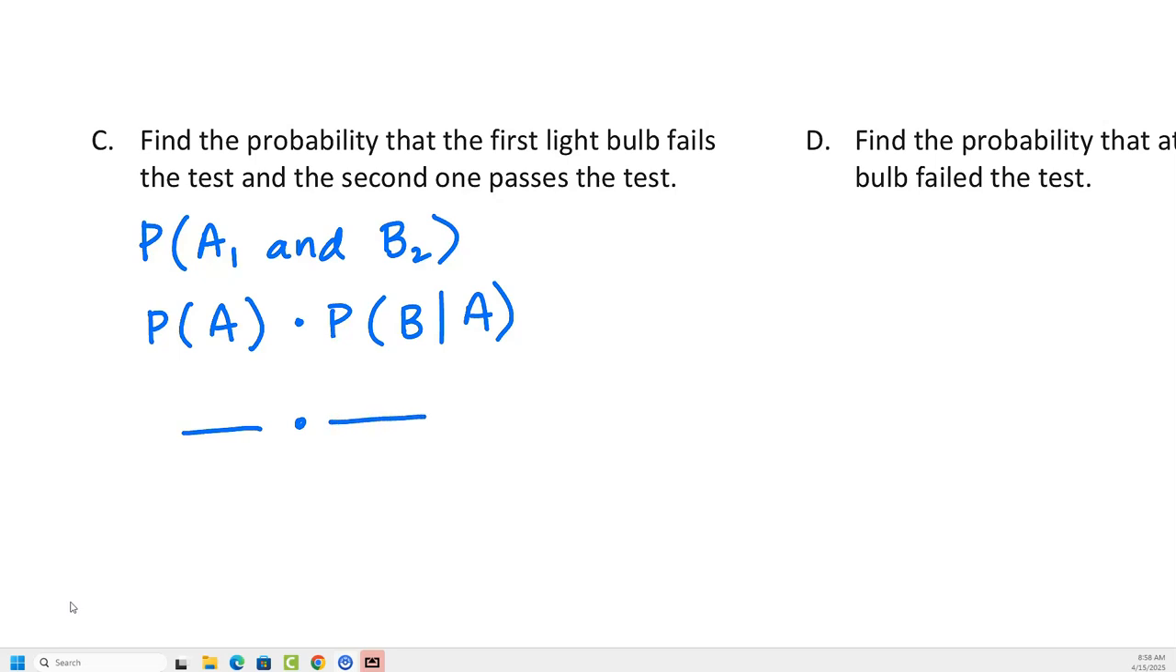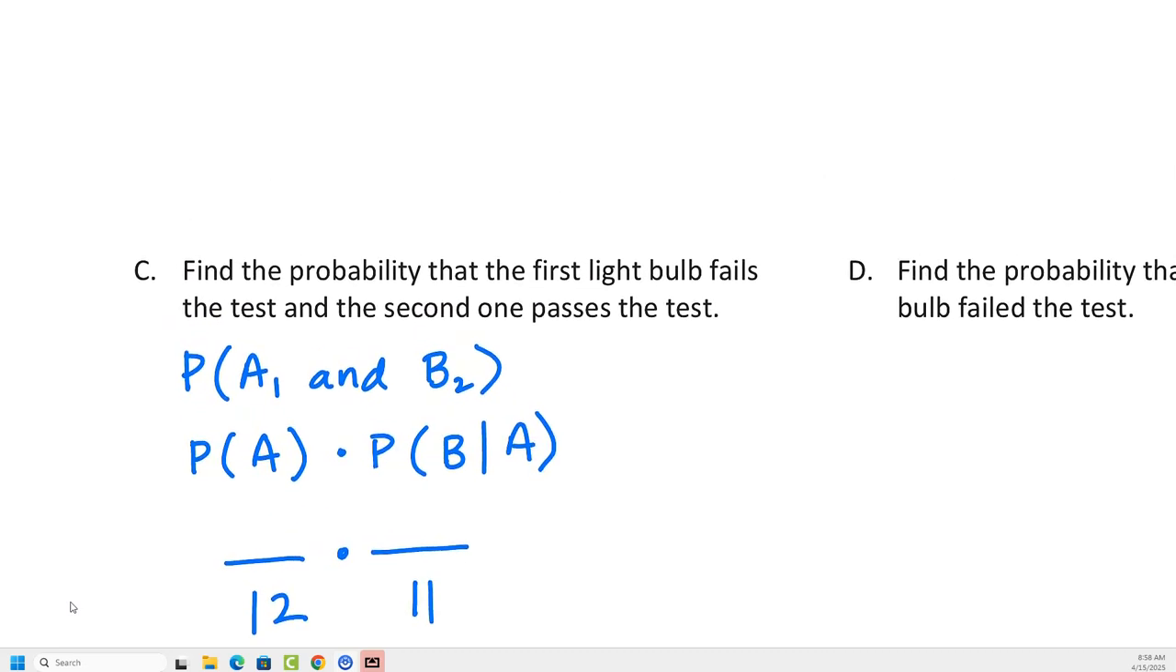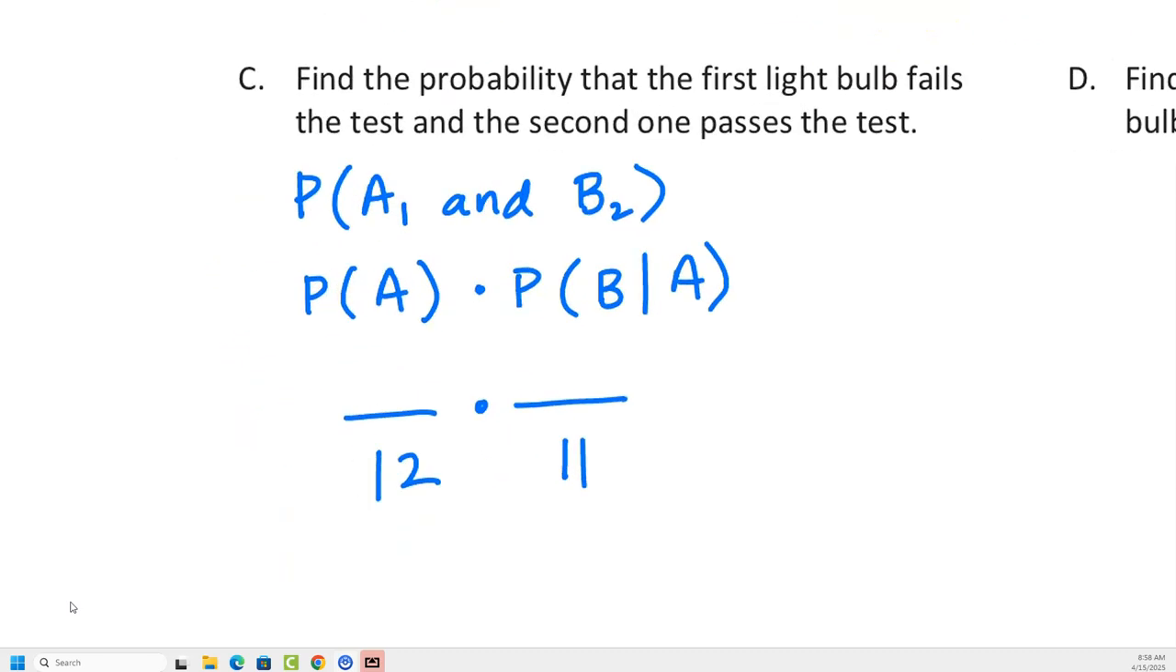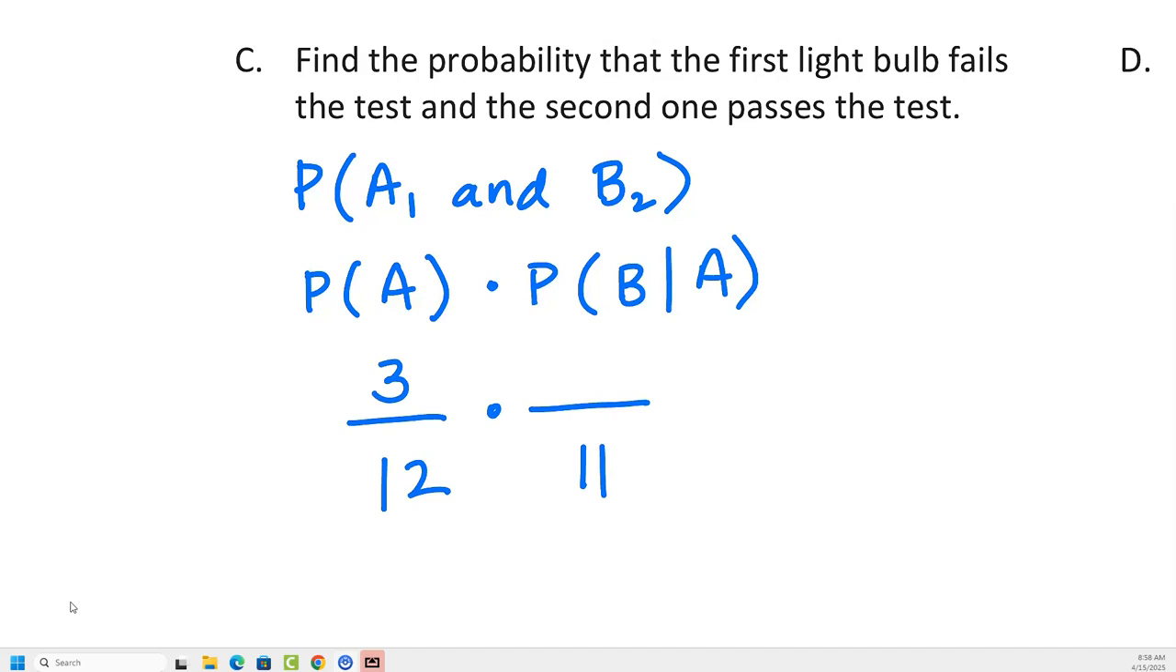Two fractions. So the first pull, I have 12 bulbs to pull from. The second one, I have 11. Can I just do the totals right away? Then if I'm looking for the first bulb to fail, how many of the bulbs fail? 3. And then for the second one, it's going to be out of 11. But how many of the bulbs pass given that the first one fails? It's 9. We don't have to take any away because the first one failed.